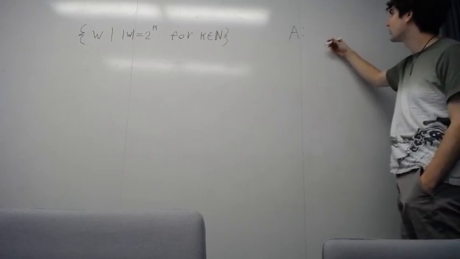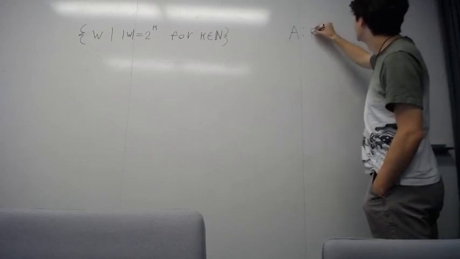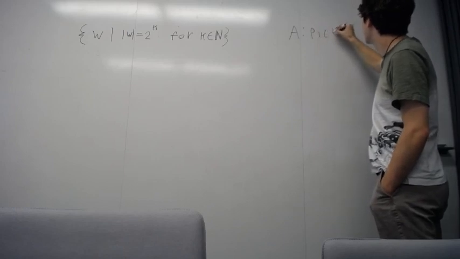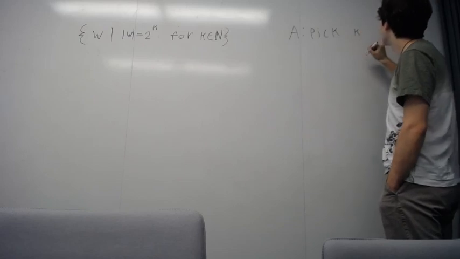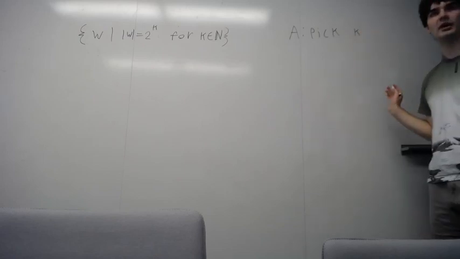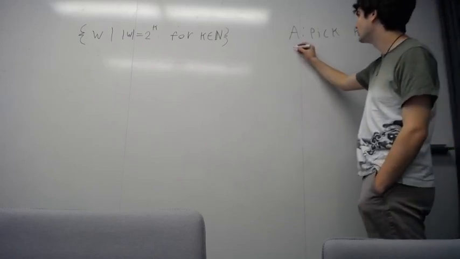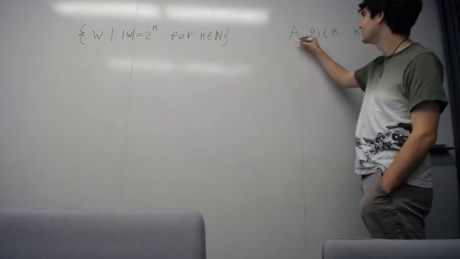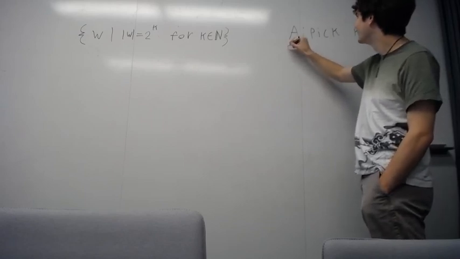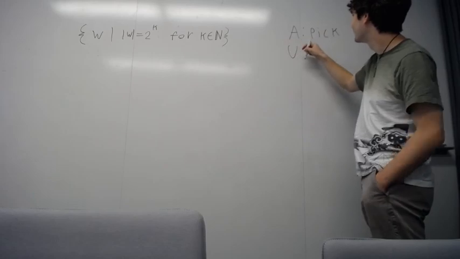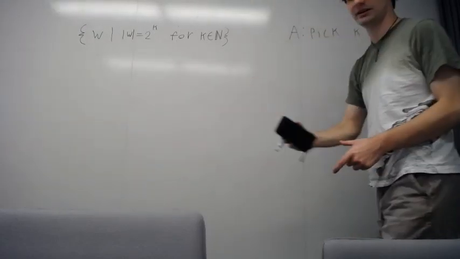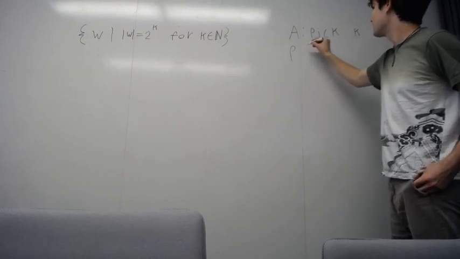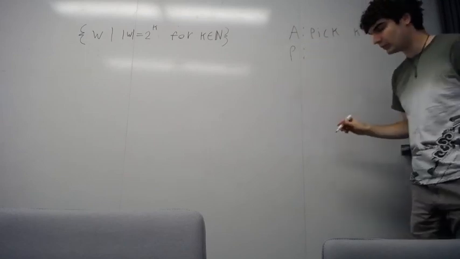And A is going to pick K. Right? So A picks some K. Then what are we called? People? I don't know. Us. Oh, that looks like union. Never mind. We're people now. Okay.